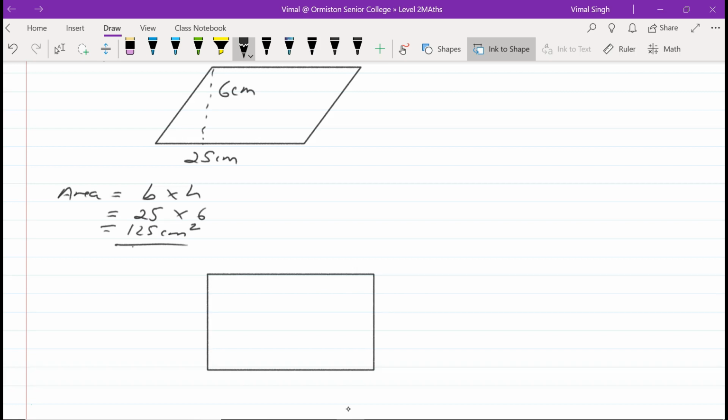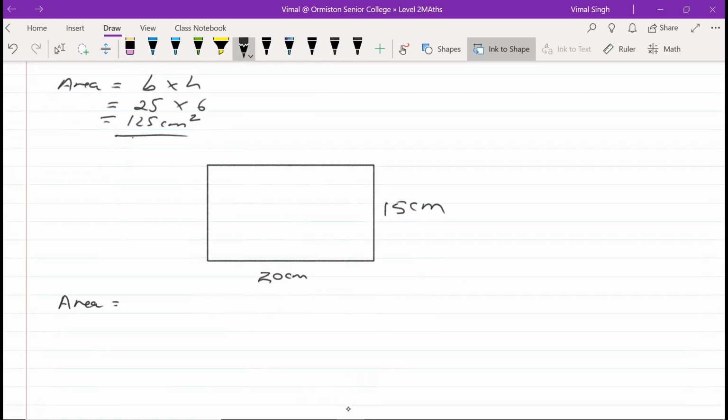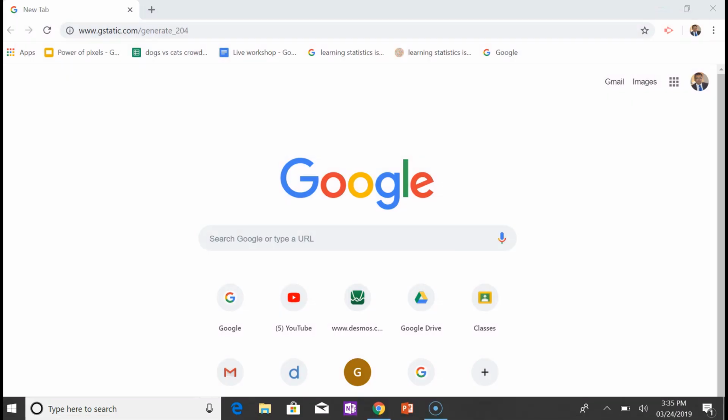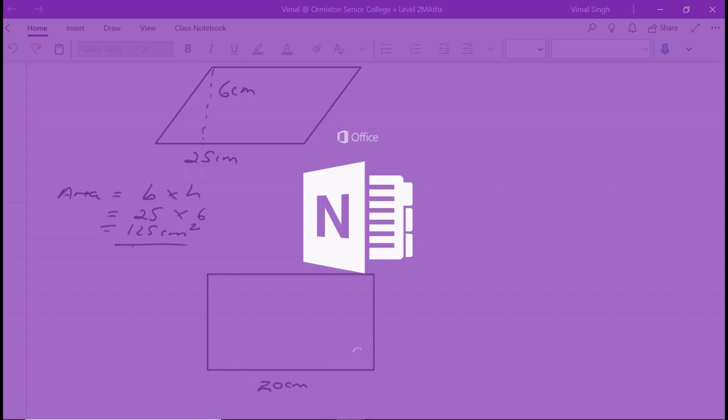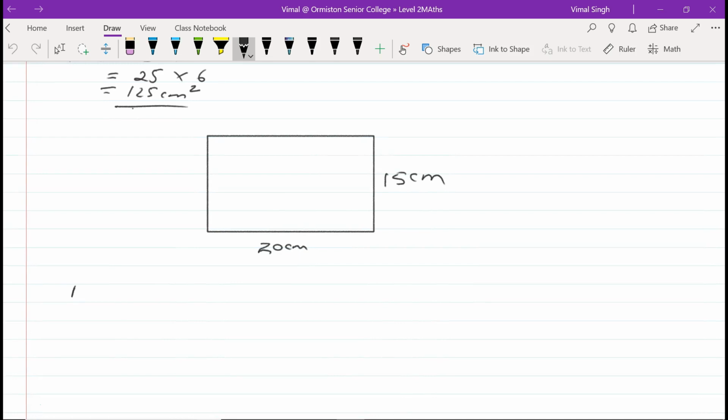So that's a rectangle there for me, and the base over here is going to be 20 centimeters, and this, let's say, is 15 centimeters. So the area over here again is given as base times height, and in this case base is 20 centimeters times 15, that is going to be 300 centimeters squared.